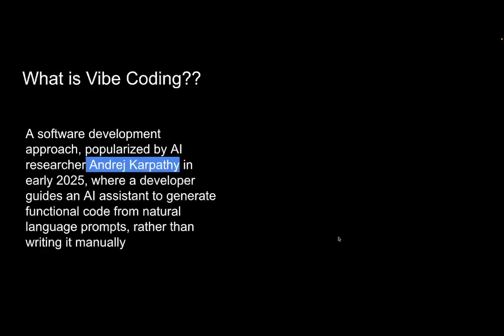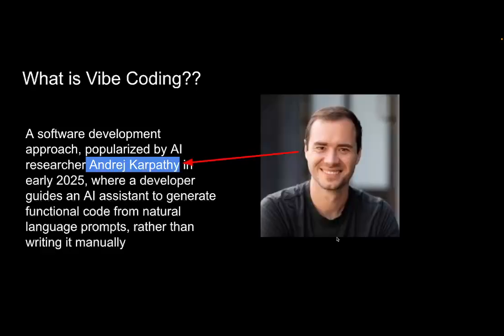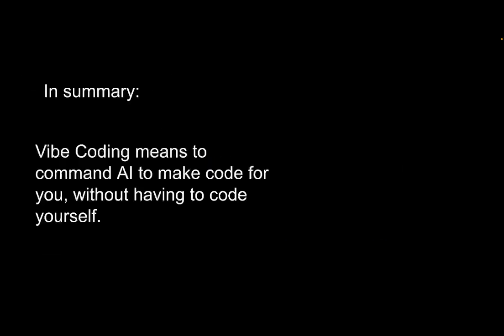What is vibe coding? According to Google, vibe coding is a software development approach popularized by AI researcher Andrej Karpathy in early 2025, where a developer guides an AI assistant to generate functional code from natural language prompts rather than writing it manually. In summary, that just means that you can command AI to make code for you without having to code yourself, thus meaning that you will be able to save time and brain power and get better results than what you would have done while coding by hand.